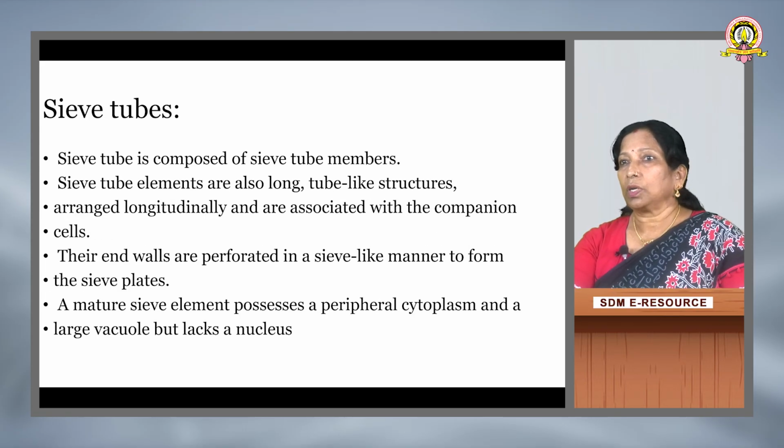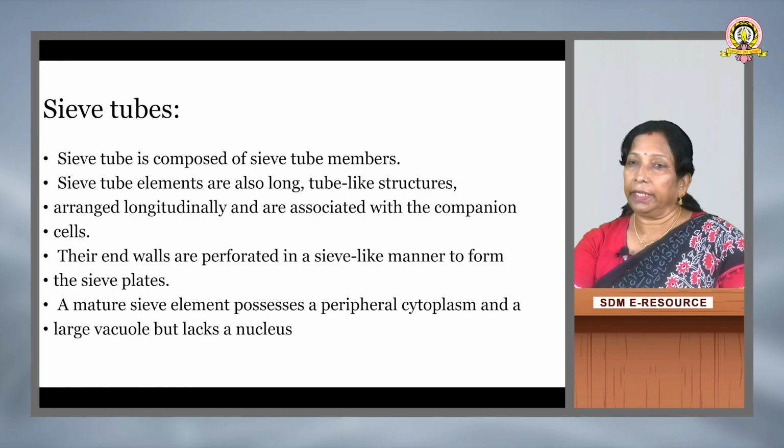Sieve tube is composed of sieve tube members. Sieve tube elements are also long tube-like structures. They are arranged longitudinally and are associated with the companion cells. Their end walls are perforated in a sieve-like manner to form the sieve plate. A mature sieve element possesses a peripheral cytoplasm and a large vacuole but lacks a nucleus. So, the mature sieve tube cells are enucleated. In the plant kingdom, the enucleated plant cell is the sieve tube cell.